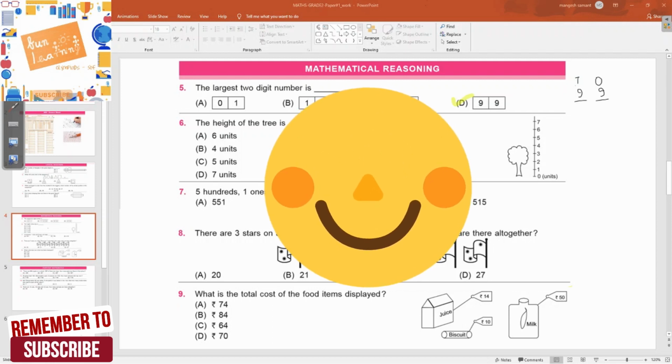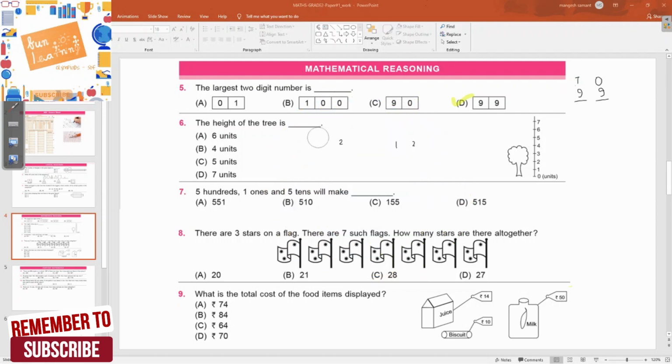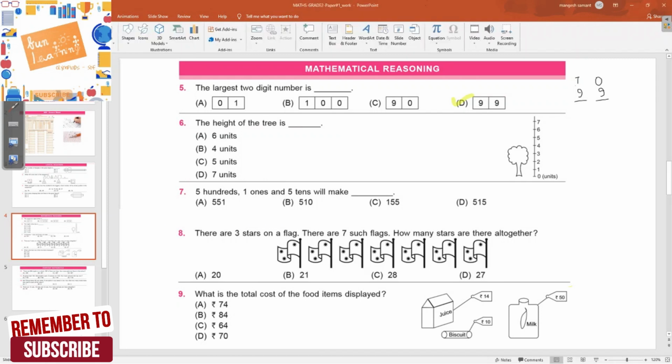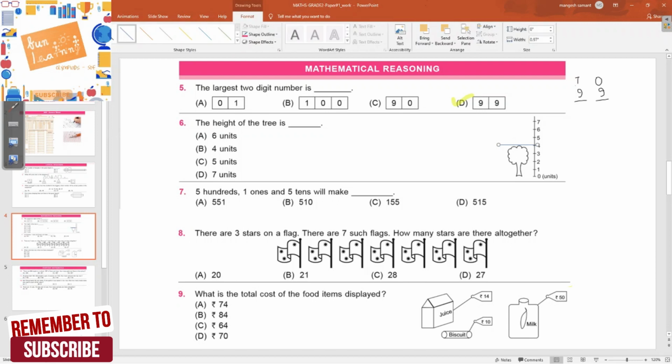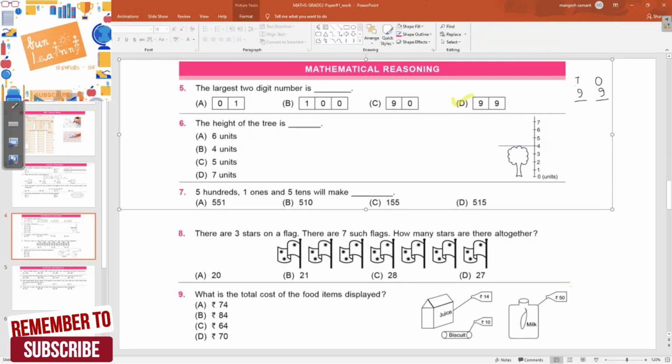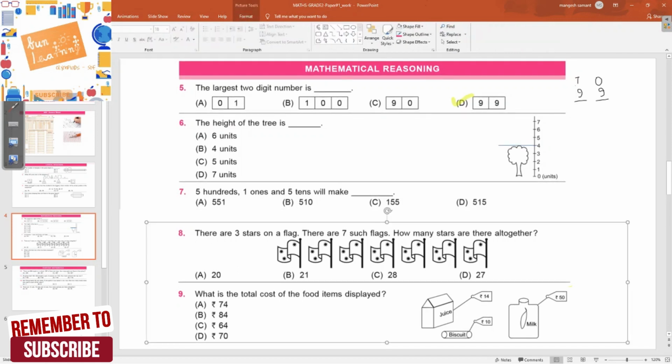Let's go to the next question. It says the height of the tree is dash. Now what do we have to do here? Now here we need to just take our ruler. So let me just bring up a line. Okay. So we just take our ruler and we place it on top of the tree. Okay, there it is, and it goes to number 4. So what should my answer be? Yes, you're right, 4 units, and there is an option.